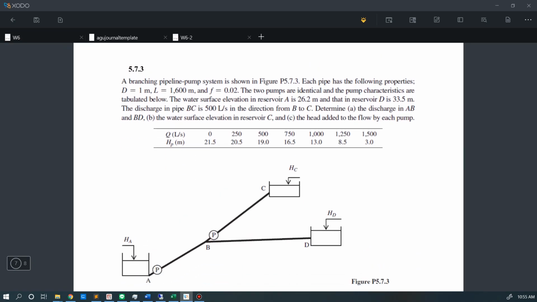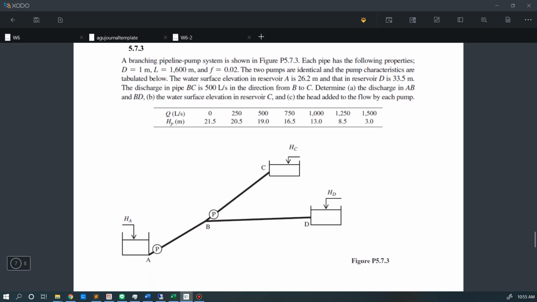Okay, here comes our last problem, 5.7.3. It's basically the same problem but different setup. So now instead of 2 reservoirs, we have 3 reservoirs in this problem, and let's just write down the basic information for those pipelines and the reservoirs, and then we will see what the problem wants to assess.